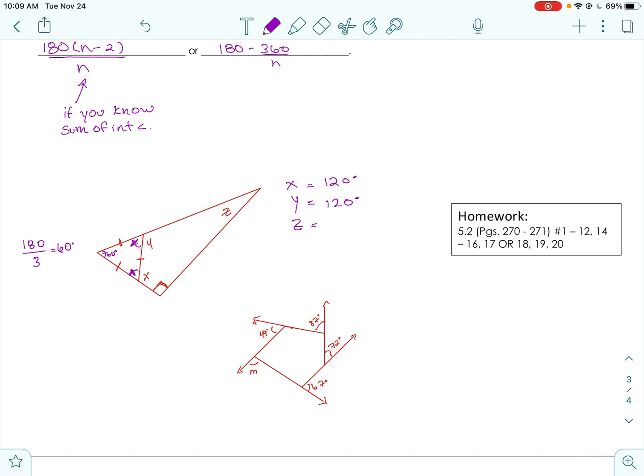We know that this is a 90-degree angle over here, and if we want to figure out what z is, we have to use the fact that this is a quadrilateral, which tells us there's 360 degrees total in that. So we have 360 minus 120 minus 120 minus the 90 degrees from the right angle. And that tells us that angle z is equal to 30 degrees.